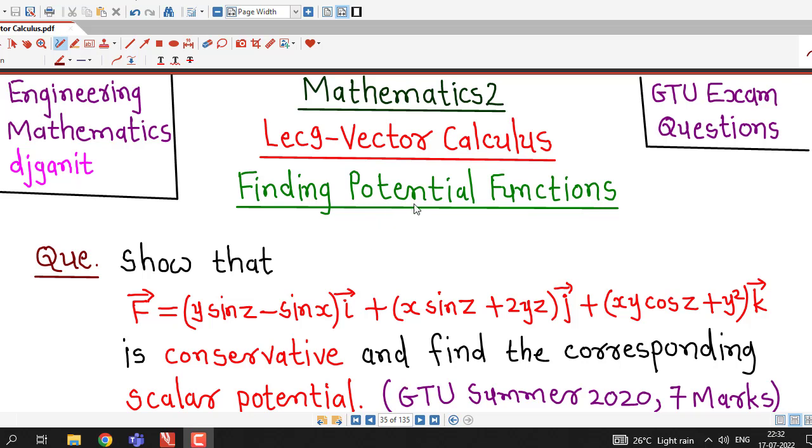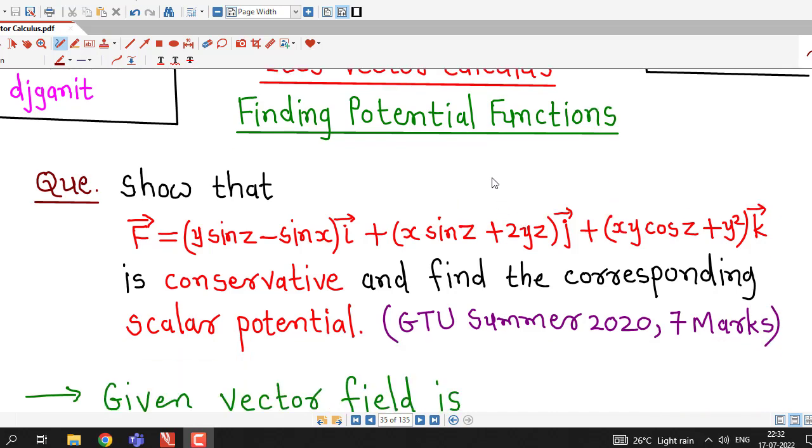Hello friends, I welcome you to lecture number 9 on vector calculus. In this lecture, we will discuss one more question on finding the scalar potential for a conservative vector field. This question was asked in the GTU Summer 2020 exam for 7 marks.